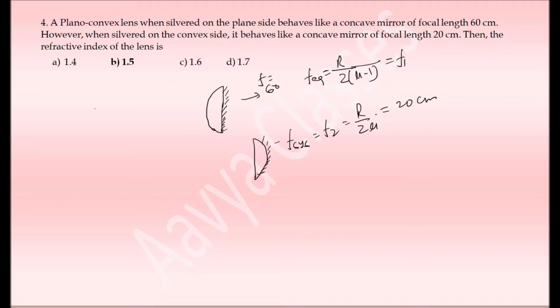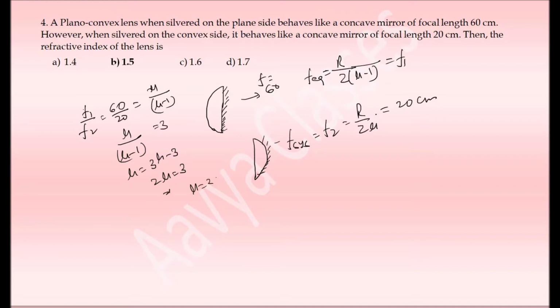From there you have to calculate the value of mu. So simply what you do, you just do f1 by f2, and from there you get 60 by 20 is equal to mu divided by mu minus 1, that is mu divided by mu minus 1 is equal to 3, and mu is equal to 3 mu minus 3. So from there we get 2 mu is equal to 3 and mu is equal to 3 by 2. So if you see the options, then option B is correct, that the refractive index of this plano-convex lens is 1.5. So all are easy problems. Now we will see some tricky problems.